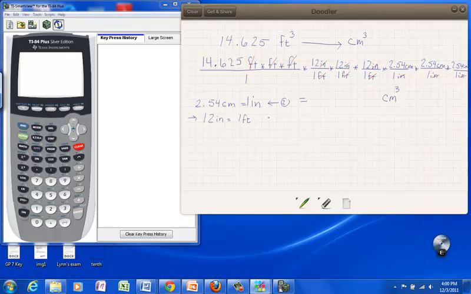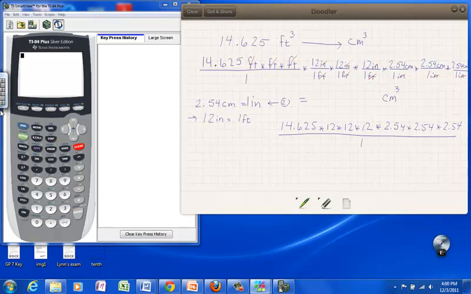So now let's look at our numbers. We have 14.625 times 12 times 12 times 12 times 2.54 times 2.54 times 2.54, and I have 1 times 1s all the way across, so I really have nothing in the denominator I need to worry about.